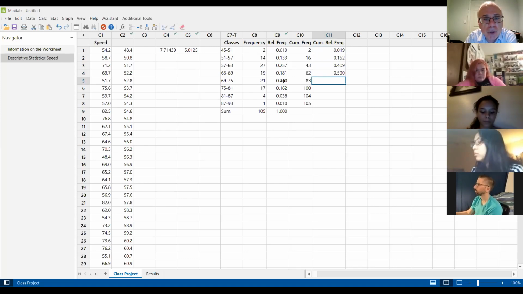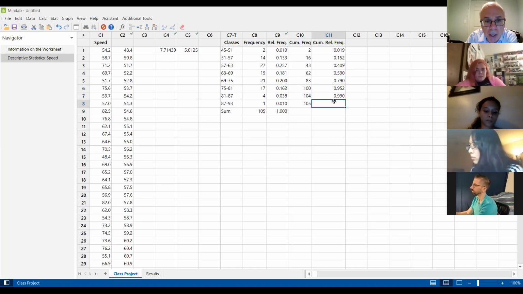The next one's going to be plus 0.2 is 0.79, and then 0.952, plus 0.038 is 0.99, and then 0.99 plus 0.01 is 1. All right. See how that works? Cumulative relative frequency.